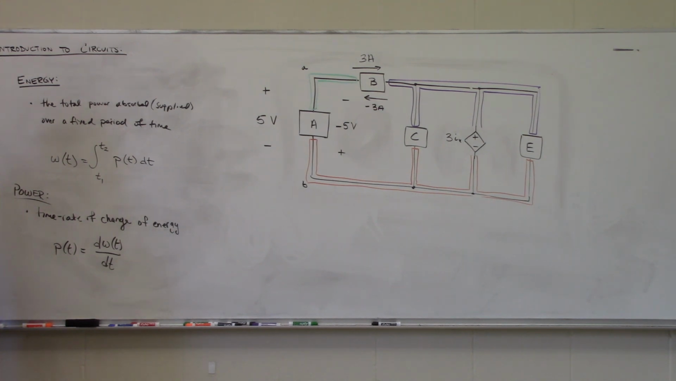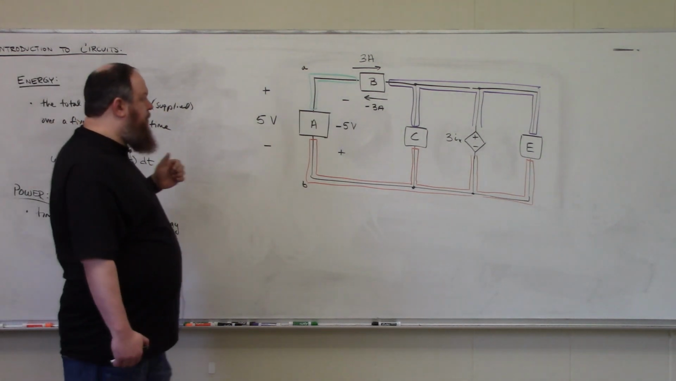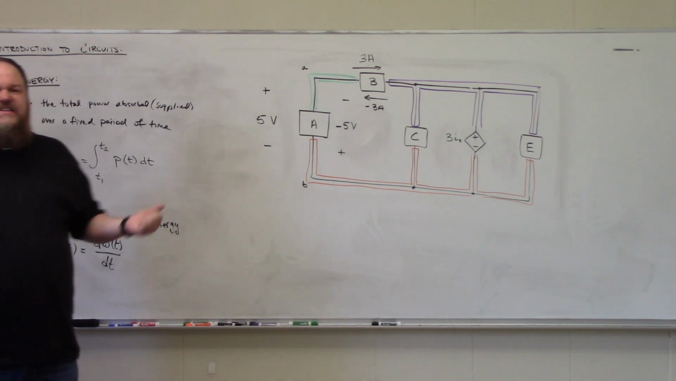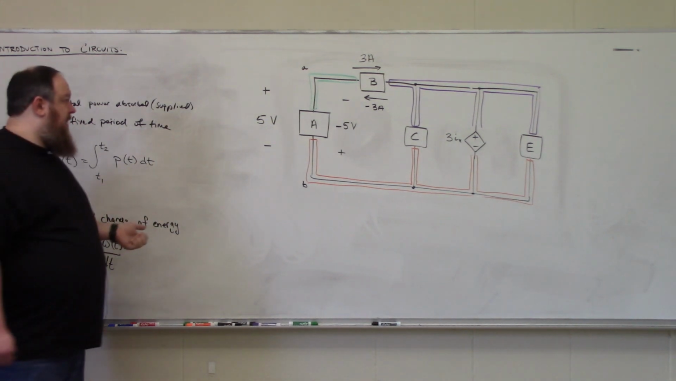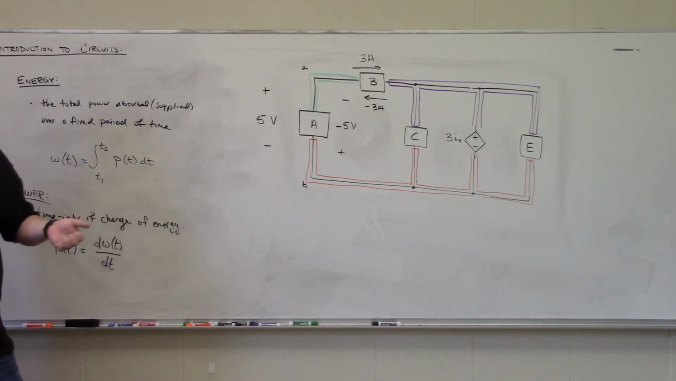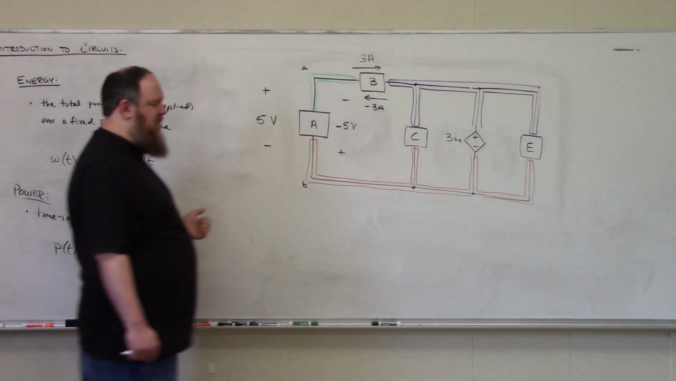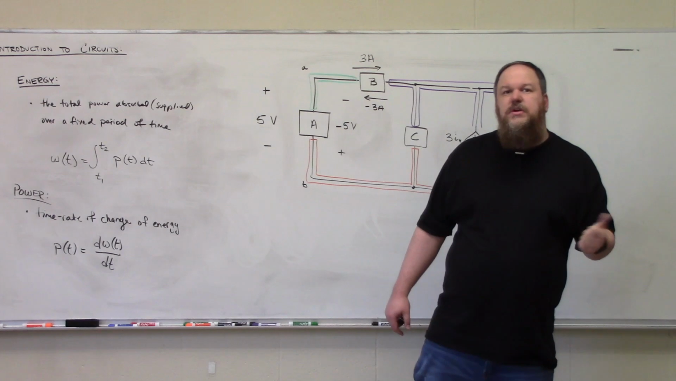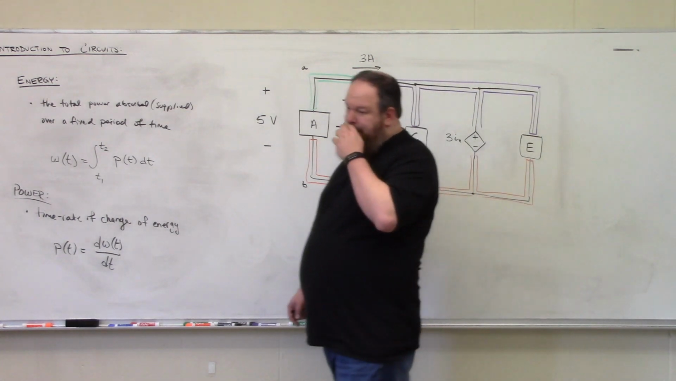All right, let's see. So we've talked about what a basic circuit is. Nodes, loops, series connection, parallel connection. And we've talked about the four quantities that we'll be asked to deal with in our circuit analysis problems. Voltage, current, power, and energy.